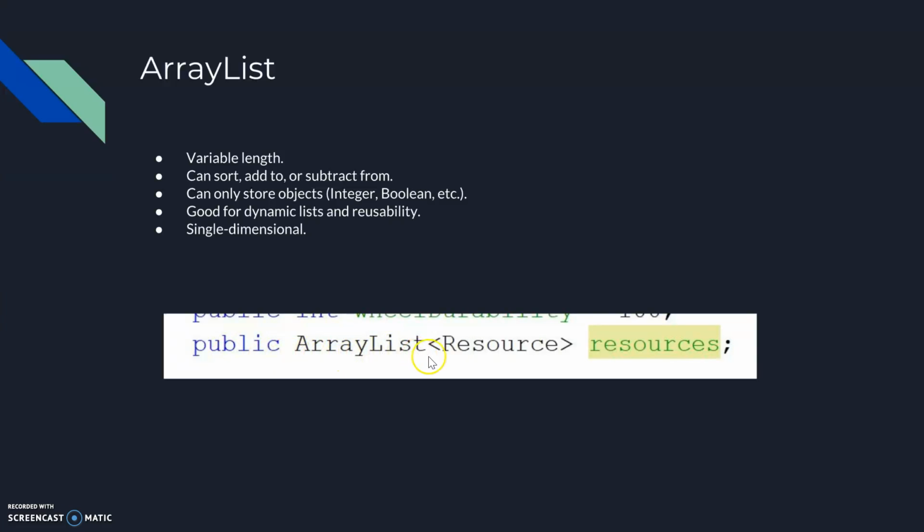But the thing that's nice about array lists is it's good for dynamic lists. And so we're going to use this for the resources that we would put into the wagon so that we could take things out, we could put them back in, as we found food on the trail and different things like that. But the other thing with array lists is they are single dimensional. You can only have the one array list. You can't have multiple array lists.